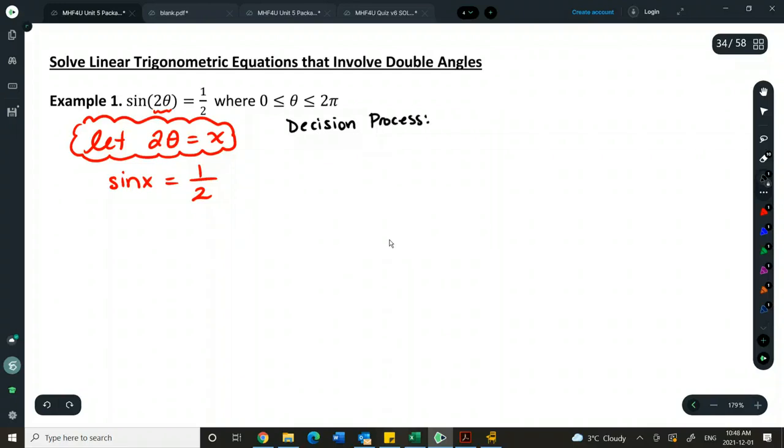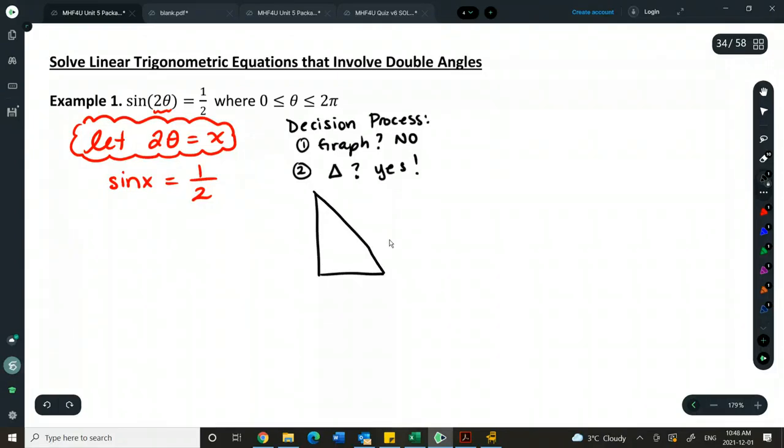Can I use a graph for this? Yes or no? No, it's sine, but it's not equal to 0, 1, or negative 1. Could I get an opposite over hypotenuse of 1 over 2 from a special triangle? Yes. Which one? So then we just have to decide, would pi over 6 or pi over 3 give us an opposite over hypotenuse of 1 over 2? Pi over 6 will give us an opposite over hypotenuse of 1 over 2. So pi over 6 will be our reference angle.